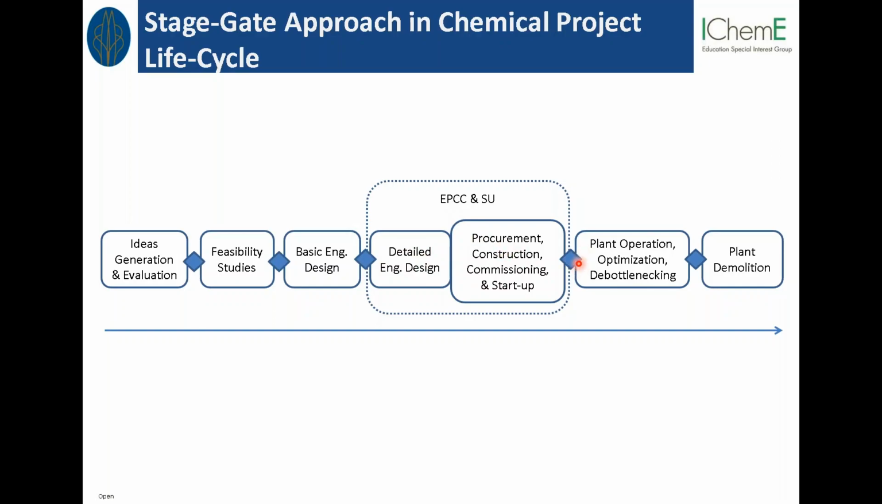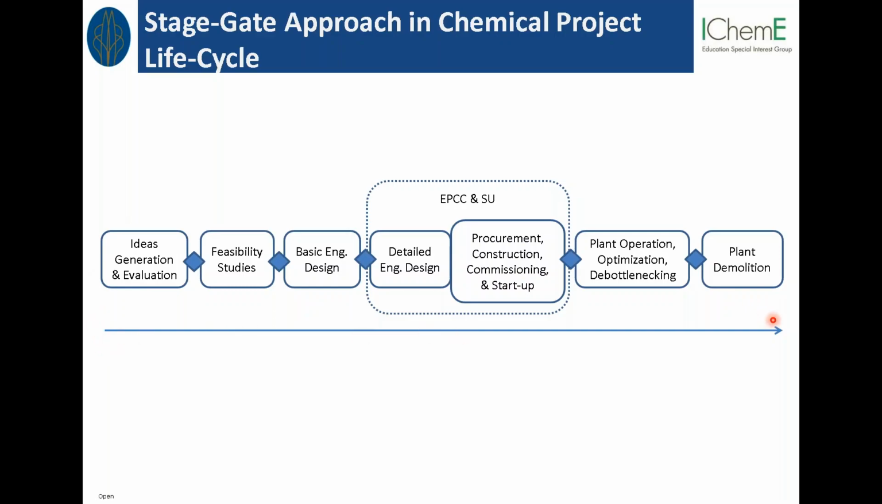And then once the plant is up and running, we do the plant operations, we also do optimization, and also debottlenecking, also answering the questions on the previous slides. And then the whole cycle begins in answering those questions. We start from ideas, feasibility study, basic engineering, and so on and so forth until we think that this plant is good to be demolished or not. So the way it works is from left to right.